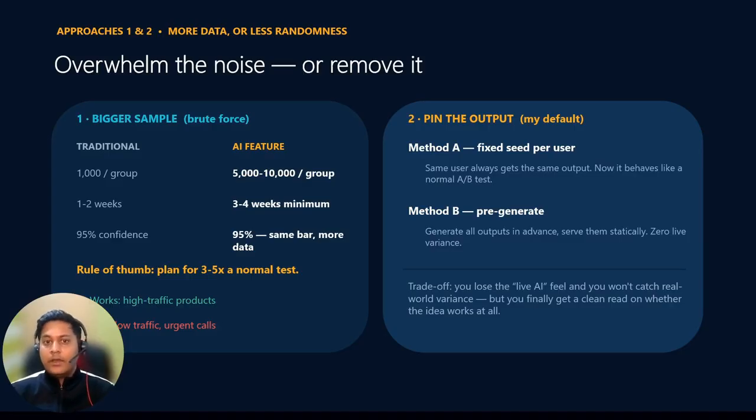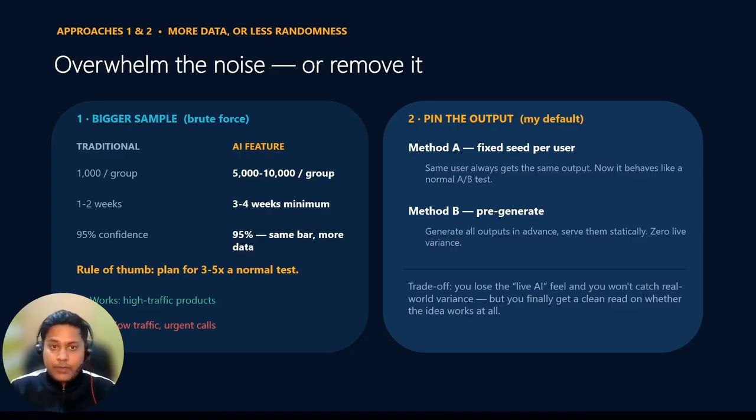The rule of thumb here is plan for 3 to 5 times a normal test. This works beautifully if you are a high-traffic product. It fails completely if you are early stage with modest traffic, or if you need an answer this month itself. And honestly, most teams watching this are in that second bucket, which is why approach two is my default.